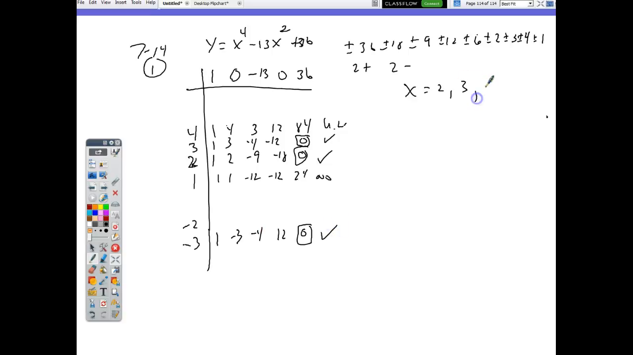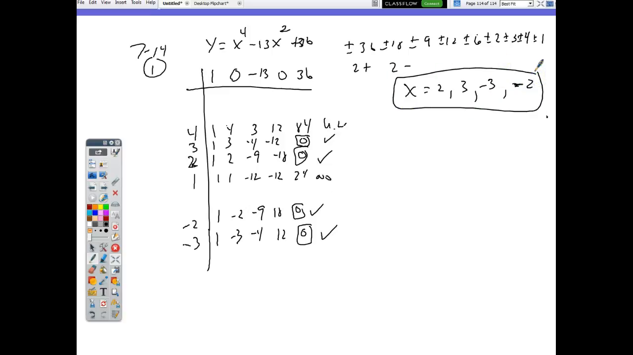Feeling really good about my negative 2 guess now too, right? We'll try it out. Put a 1, negative 2 gives me negative 2, gives me 4, gives me negative 9, gives me 18, which gives me negative 36, gives me 0. There's my last one, and I have found all of my rational roots, right? That's how we find rational roots.